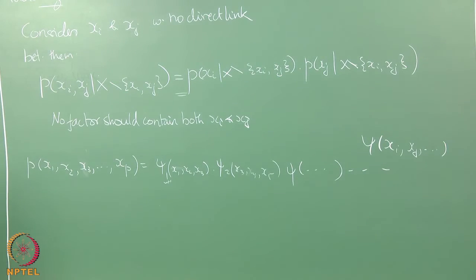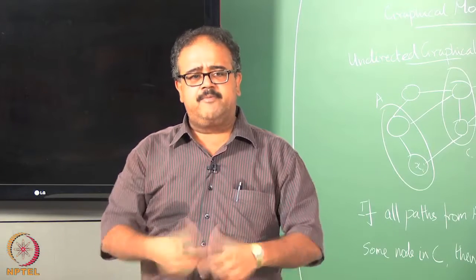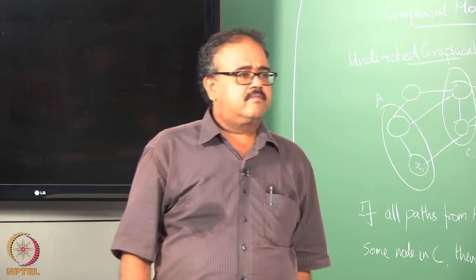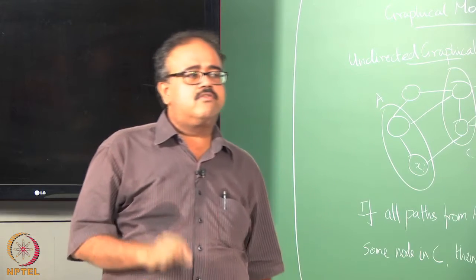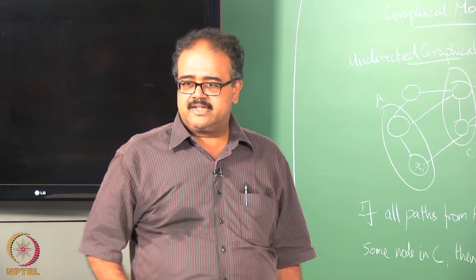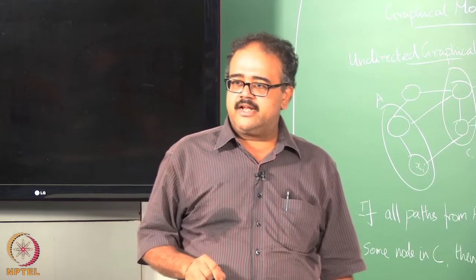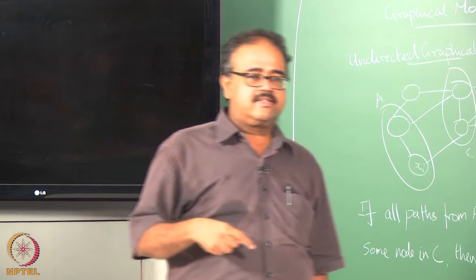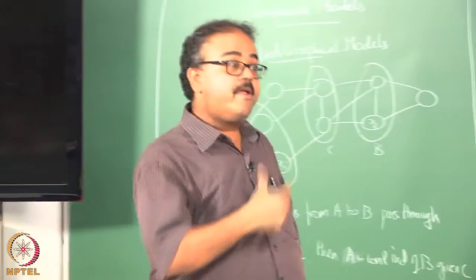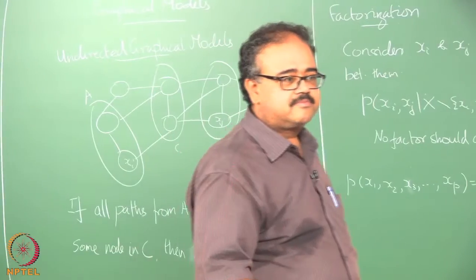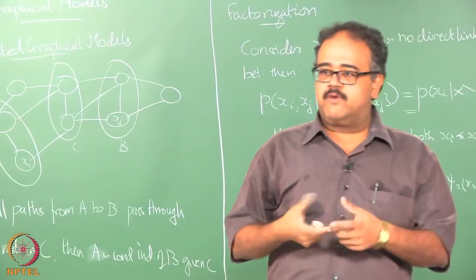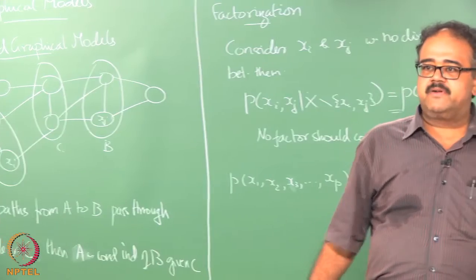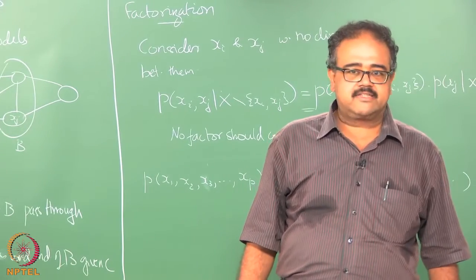No factor should contain xi and xj. So I am going to take this intuition and flip it around. If there is no edge between xi and xj, then no factor should contain xi xj. If there is an edge between xi and xj, there should be a factor that contains xi xj. I am flipping it around. If I want to encode the dependence between xi and xj, there should be a factor that contains xi xj.